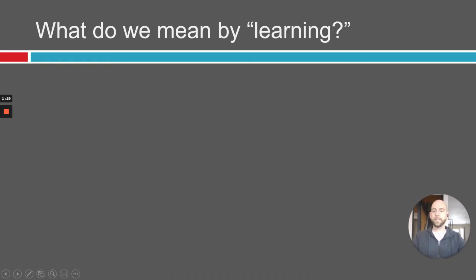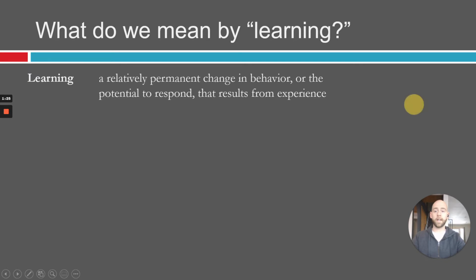So, in general, though, when a psychologist is talking about learning, what is it that they are really getting at? A definition we might use: learning is a relatively permanent change in behavior or the potential to respond that results from experience. So, this is maybe a little more simplistic than you might tend to think about learning.